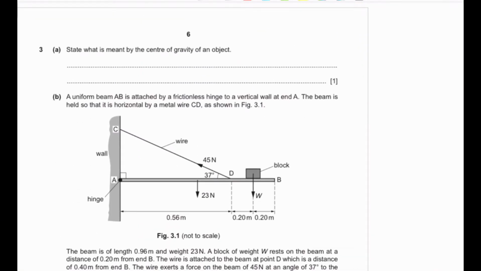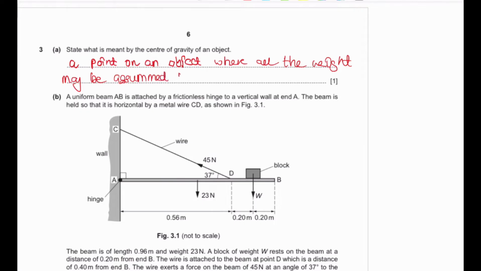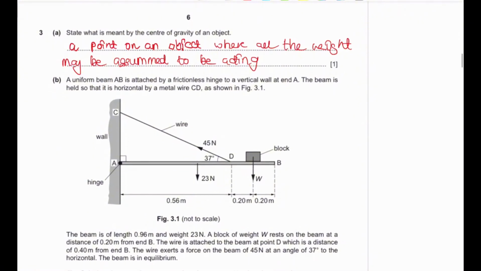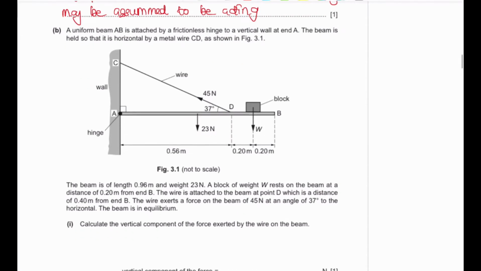We've been asked to state what is meant by the center of gravity of an object. So the center of gravity of an object is a point on an object where all the weight may be assumed to be acting. So it's basically a point where we assume all the weight of an object is acting. So that is the center of gravity of an object, okay?